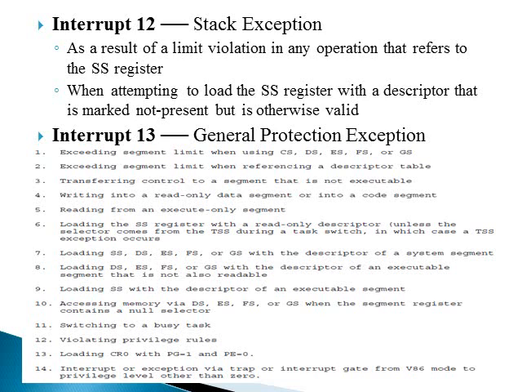This general protection exception is also reported when the processor is switching to a busy task, or it is violating privilege rules, or it is loading the control register when the PG bit is set and P is equal to 0, and on an interrupt or exception via a trap or interrupt gate from virtual 86 mode to a privilege level other than 0. These are a few of the conditions when this general protection exception is reported.